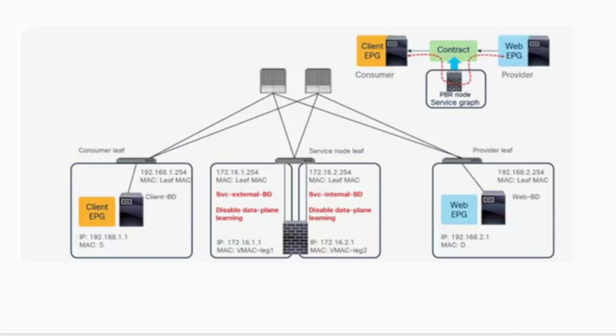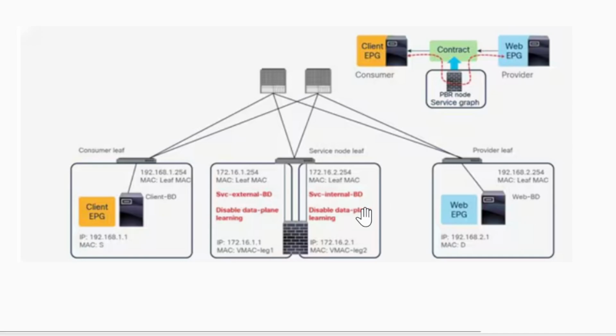Physical configuration: we have the client leaf on the left, connected to the Client EPG. The subnet is 192.168.1.0/24 and is associated with the client bridge domain. The service node leaf that's in the middle hosts the service node. This is the firewall or the load balancer. Traffic is redirected here via policy-based redirect.